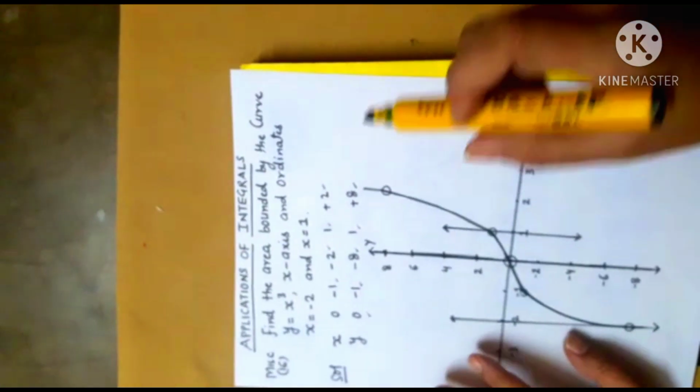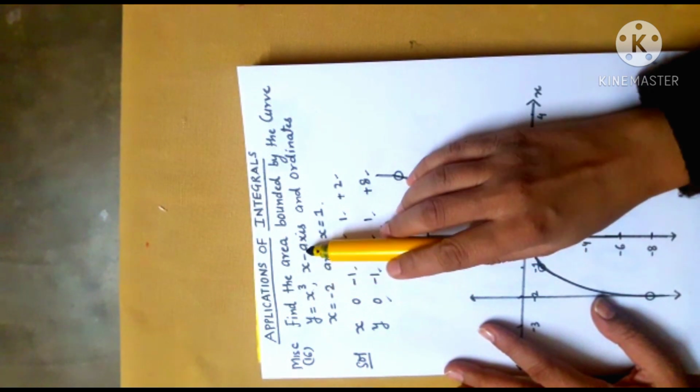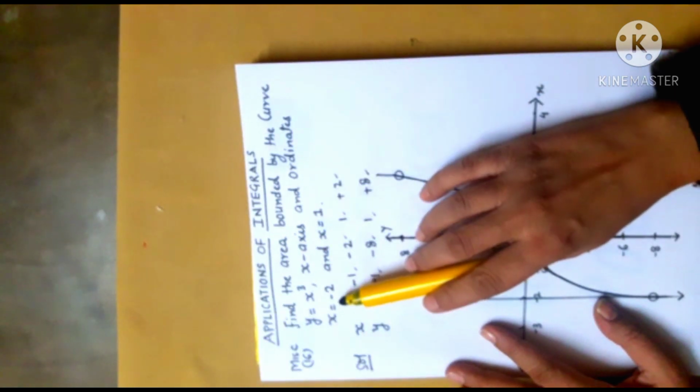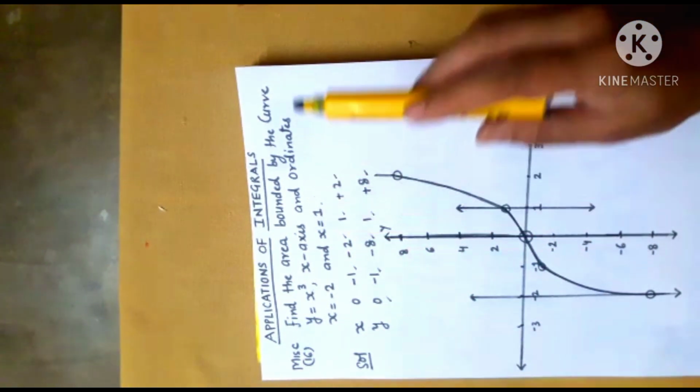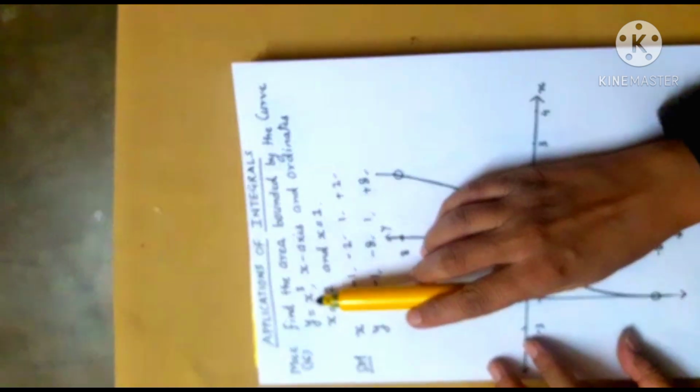Question is, find the area bounded by the curve y equals x cube, x-axis and ordinates x equals minus 2 and x equals 1. First we have to draw the figure. So for that I'll sketch the graph of this, and for this I'll find some ordered pairs.